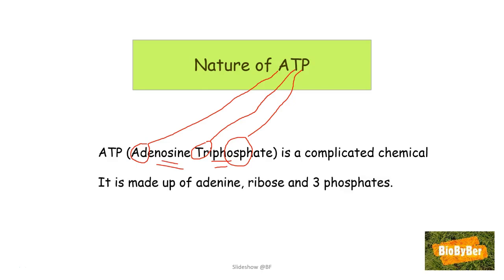Now, ATP is a complicated chemical. It is made up of other chemicals, one of which is adenine. Now, we'd have met adenine before. It is one of the 4 bases in DNA and in RNA. It contains nitrogen. Ribose is a sugar. We have met the sugar ribose in the structure of RNA as well. And it has 3 phosphates.